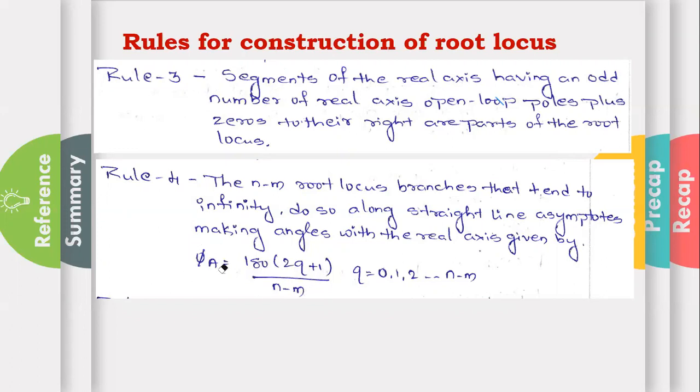So here phi a is called as angle of asymptote, and q is going to vary from 0, 1, 2 up to n minus m, where n is number of poles and m is number of zeros.